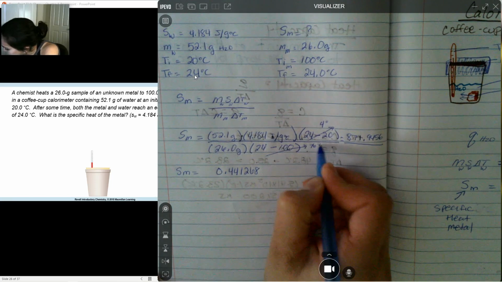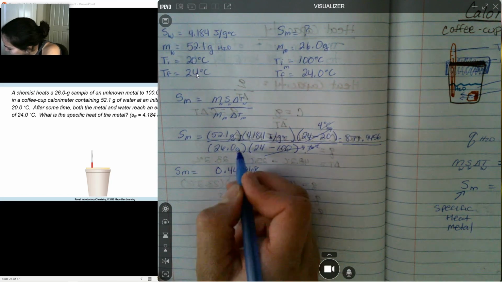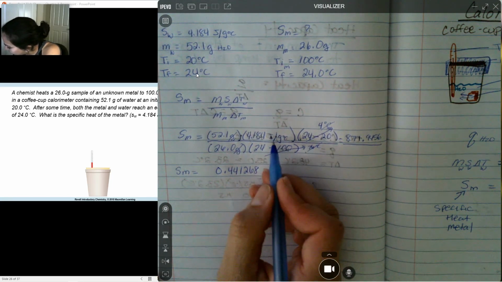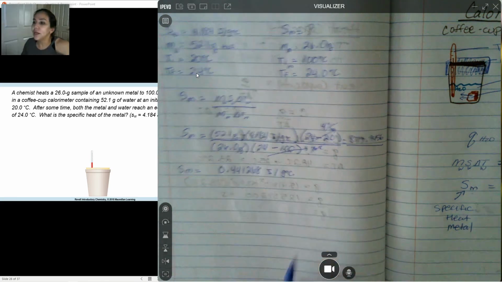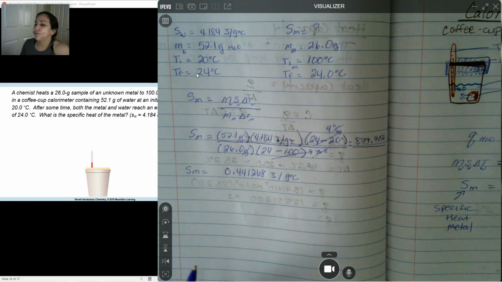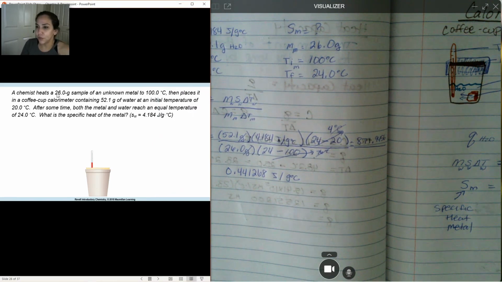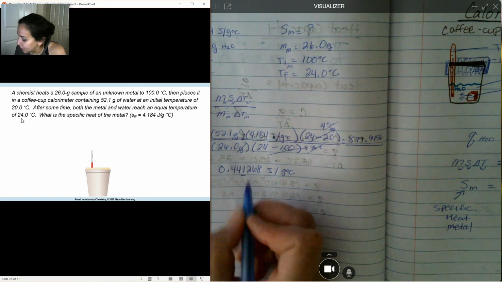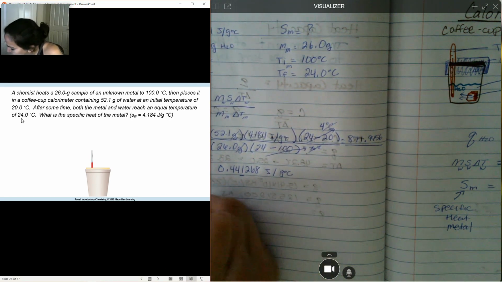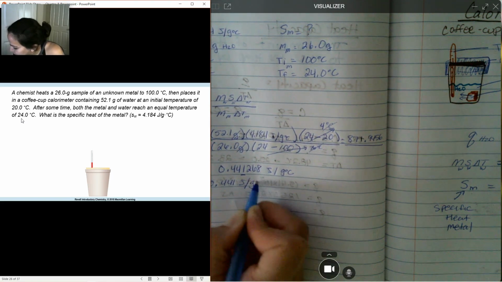All right, so Celsius cancels out with Celsius there. Grams cancels out with grams. And I am left with joules per gram degree Celsius. Now, we need to also convert this into proper significant figures. So let's look at our question. We have 3, 4, 3, 3, 3. So we need 3 significant figures. That's going to stop us right there. That 2 does not round up that 1. So therefore, specific heat of our metal is going to be 0.441 joules per gram degree Celsius.